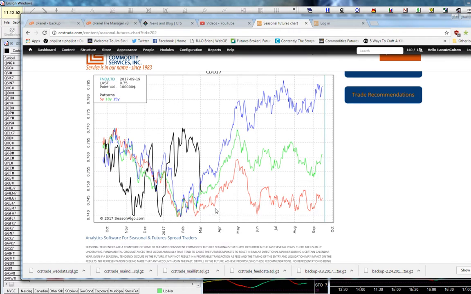For example, the Canadian dollar looks like it tends to bottom between February and March, early March. It's making a low right now, and then it tends to rally. Look, all three line up for a rally into April, early May.